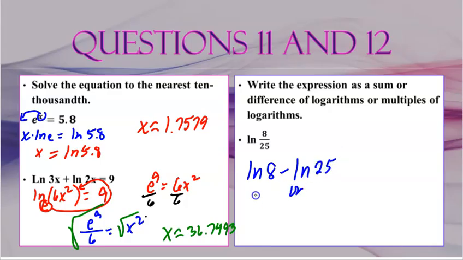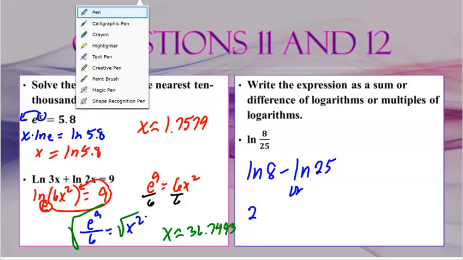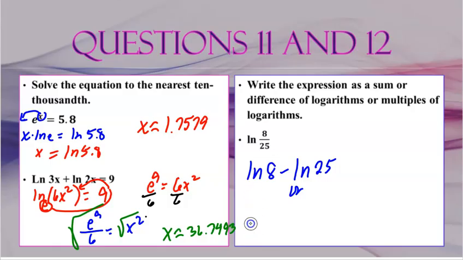Or if you want to make it a little bit more complex, you can do 3 times the natural log of 2, because 2 cubed is 8, minus 25 could be 5 squared. So this would be 2 times the natural log of 5. But either way, either the top or the bottom would work for your answer.